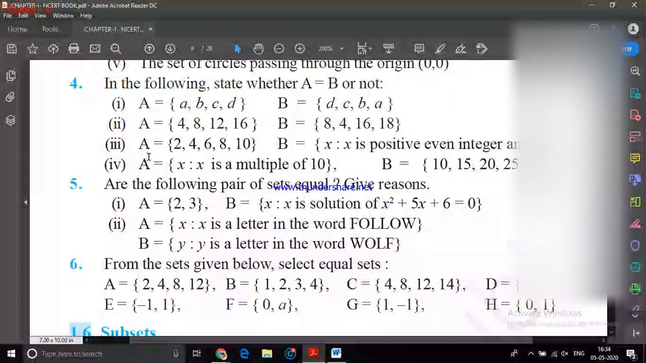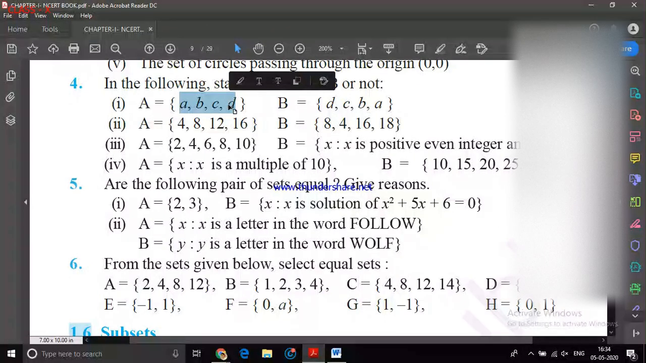In the following, state whether A equals B. If I take the first question, set A has A, B, C, D, and set B has D, C, B, A, which means the letters are the same, but the order they appear in is different. In a set, the order of the elements doesn't matter to decide whether they are equal or not. So hence they have to be equal. As I said, order doesn't matter. For our convenience, we write them in alphabetical order, or smaller to bigger or bigger to smaller, instead of writing randomly. Otherwise, that's fine.